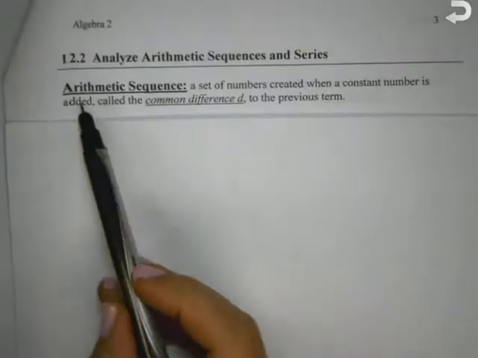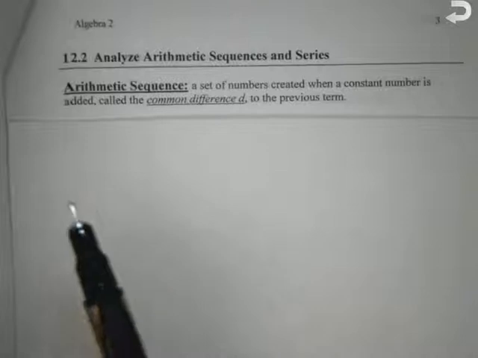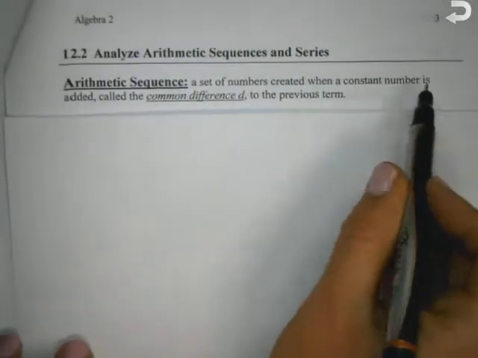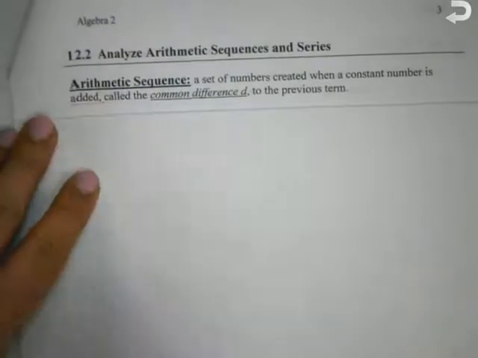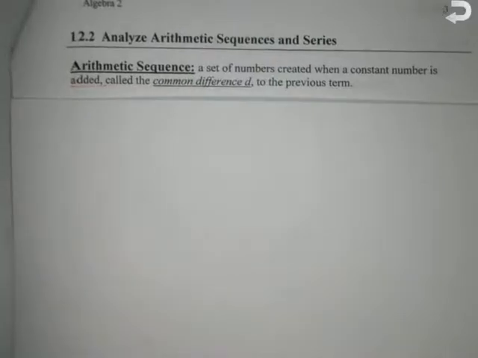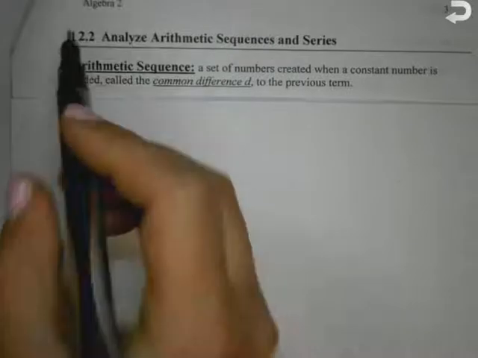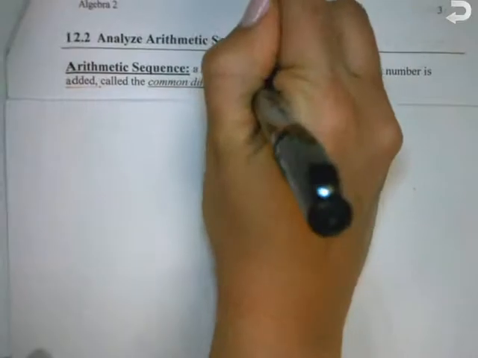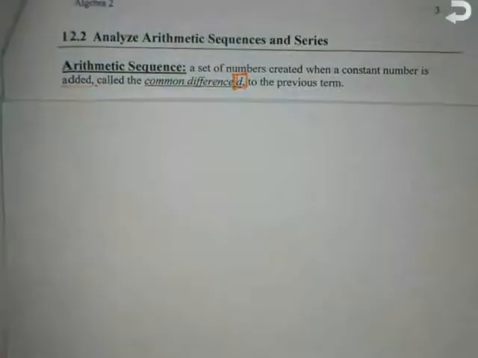Today we're looking at what is called an arithmetic sequence. An arithmetic sequence is a set of numbers created when a constant number is added. So it's just like the last example that I just did. They added 6 each time. So when we're adding the same number each time, that's called the common difference, and the variable for that is d. Put a box around that so you don't lose it, to the previous term. So this means that I start at a number, and then I add the same number each time to get the next term. Okay, so just like number 38.